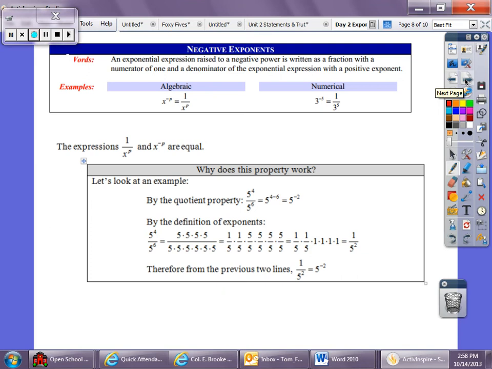An exponential expression raised to a negative power is written as a fraction with a numerator of 1 and a denominator of the exponential expression with a positive exponent. So x to the negative p, well, numerator is 1, the denominator is the base with a positive exponent. 3 to the negative 5th, numerator of 1, base is 3 to the positive 5. And then here's some of our examples which we just went over, and why it works.